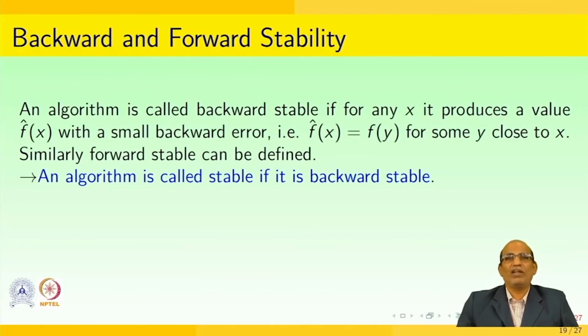Well, so similarly we do have backward and forward stability. An algorithm is called backward stable if for any x it produces a value f cap of x with a small backward error. So if the backward error is very small, we call it backward stable, and that is f cap of x is equal to f of y for some y close to x. Similarly, forward stable can be defined. An algorithm is called stable if it is backward stable, right?